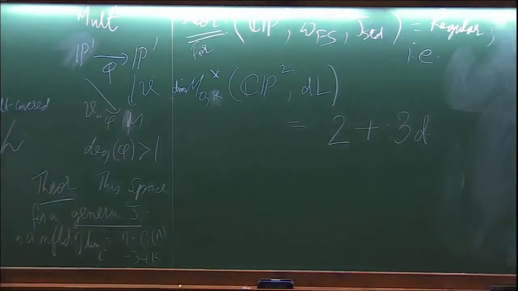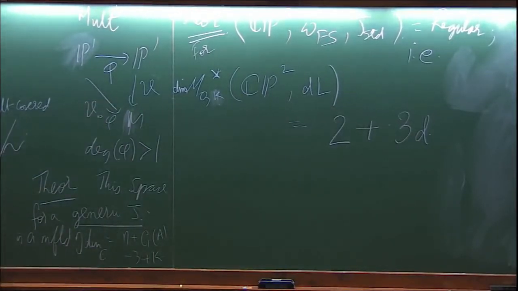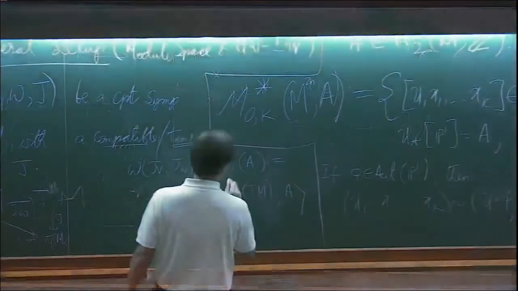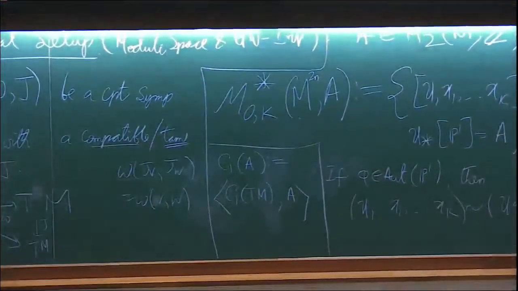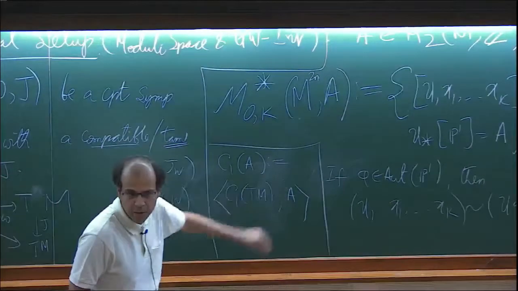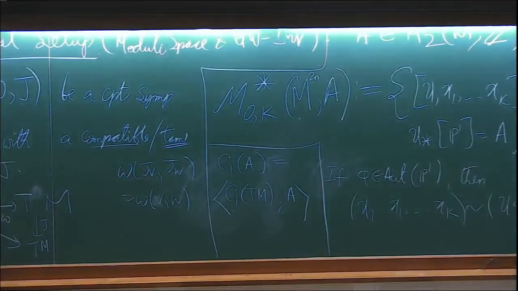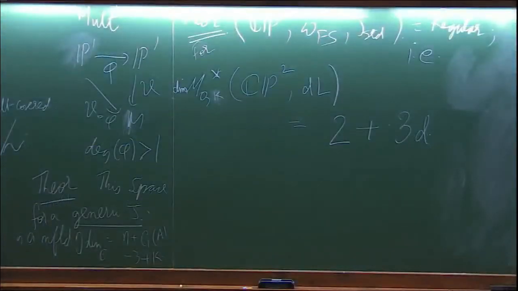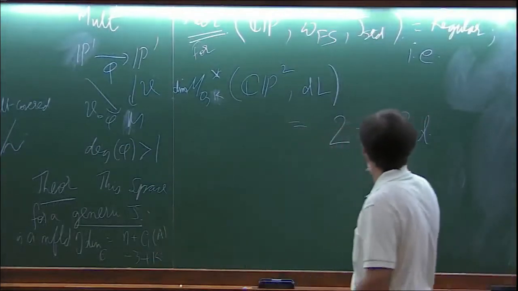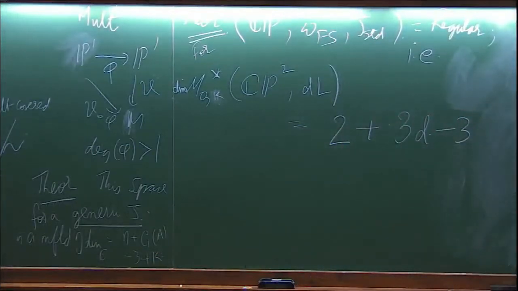By the way, when I say c1 of A, this is a shorthand notation. c1 of A means c1 of TM evaluated on the class A. So c1 of the tangent bundle of CP2 is 3 times the class of a line, and you are evaluating it on d times L. So that is going to be 3d. And so you have 2 plus 3d minus 3 if you had no marked points, and each marked point adds 1 to the dimension.